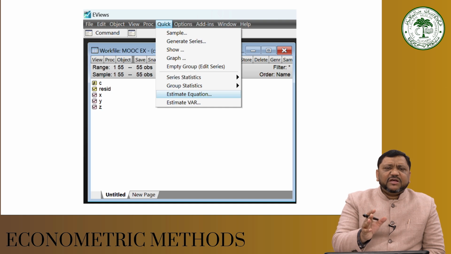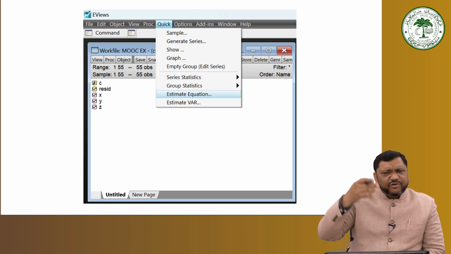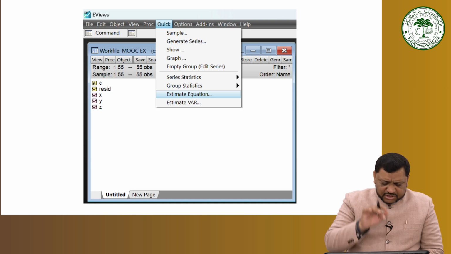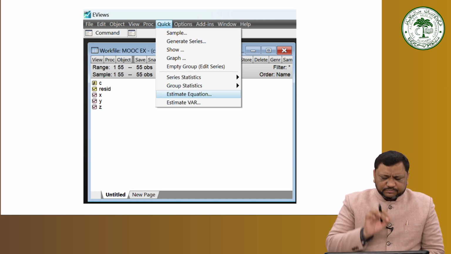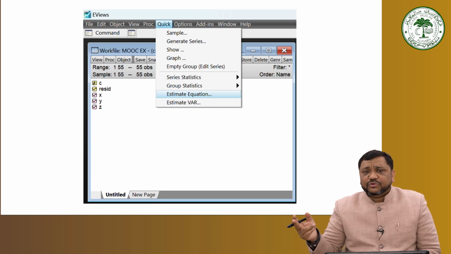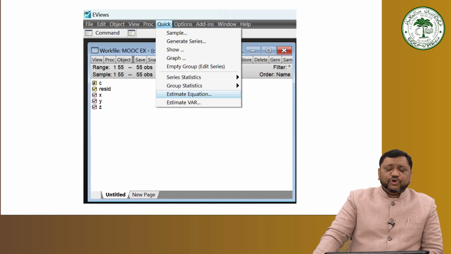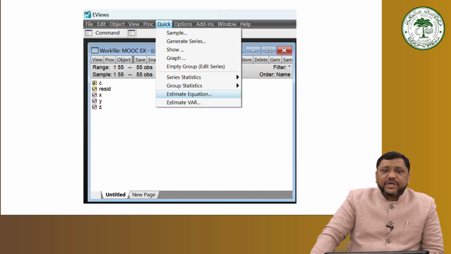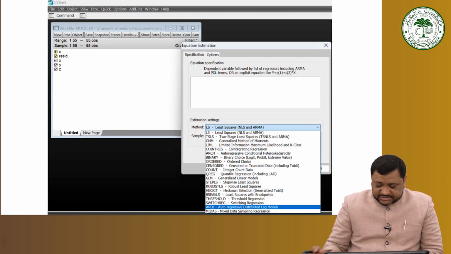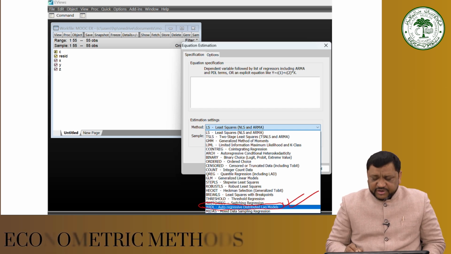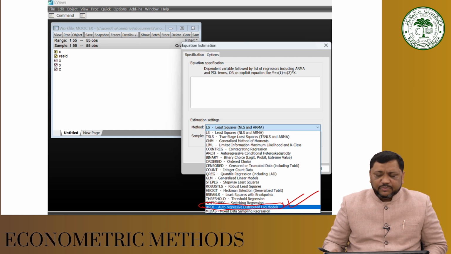We will see that if all of them are I1, we will go for Johansen co-integration. But if some are I1 and some are I0, then we will go for ARDL, and we will also have to check that none of them are I2. If any one of the variables is I2, then we cannot do ARDL. Then we go to quick. In quick, we go to estimate equation. Once you click on estimate equation, you have so many models, and among these, the highlighted one over here is the ARDL model.